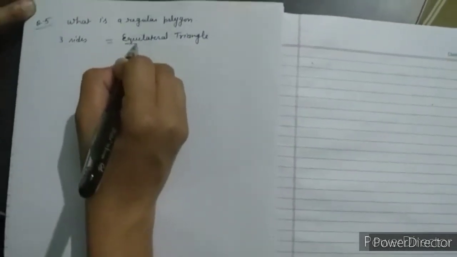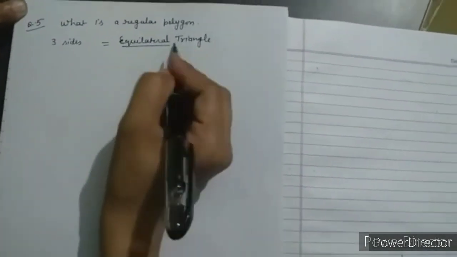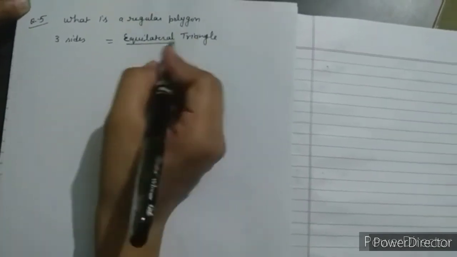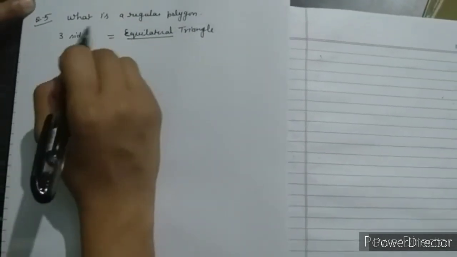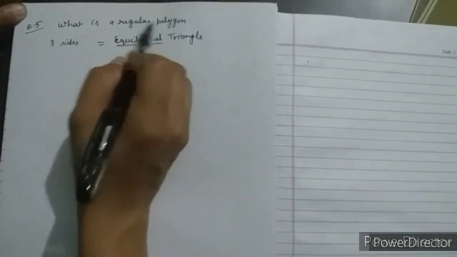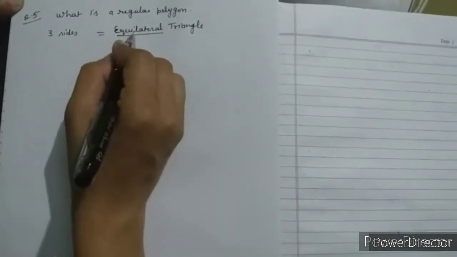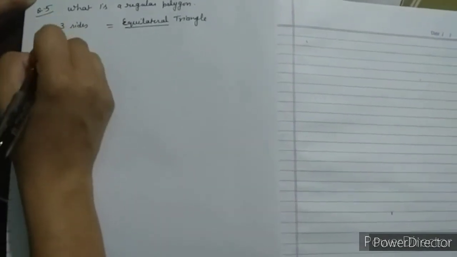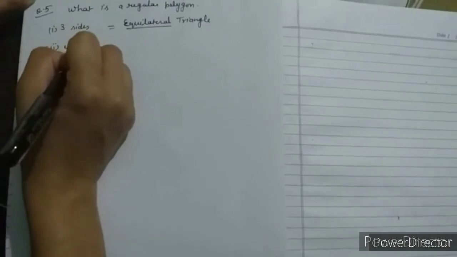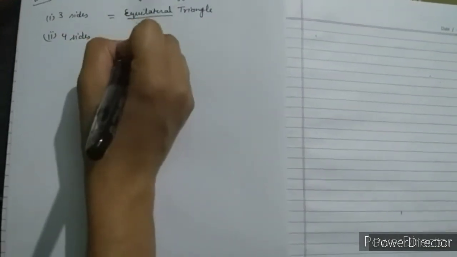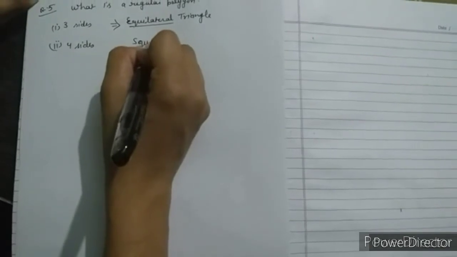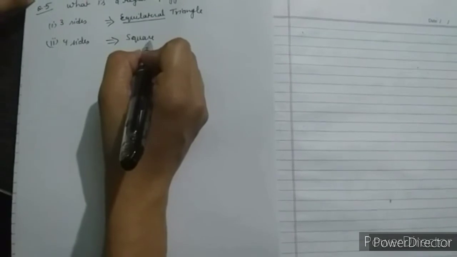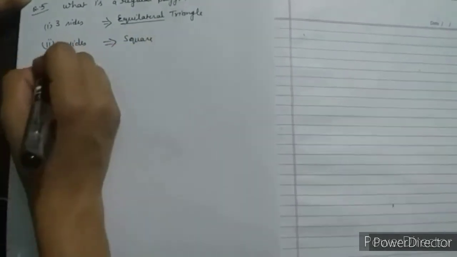Here we have to specify equilateral triangle because there are 3 kinds of triangles: equilateral, isosceles or scalene triangle. And here we are taking regular polygon, so it is necessary to mention that triangle is equilateral triangle. Now corresponding to 4 sides, regular polygon is square, because in square all 4 sides are equal and each angle is 90 degree.